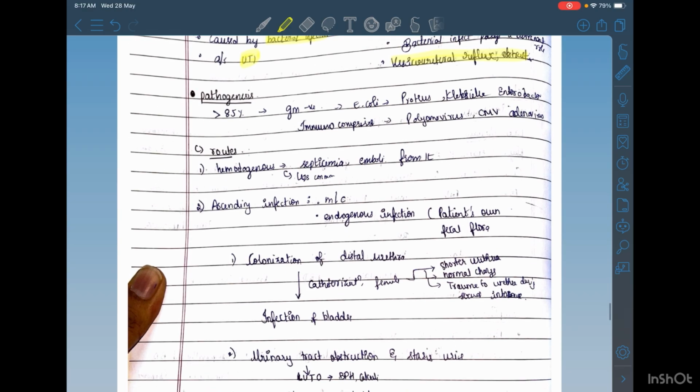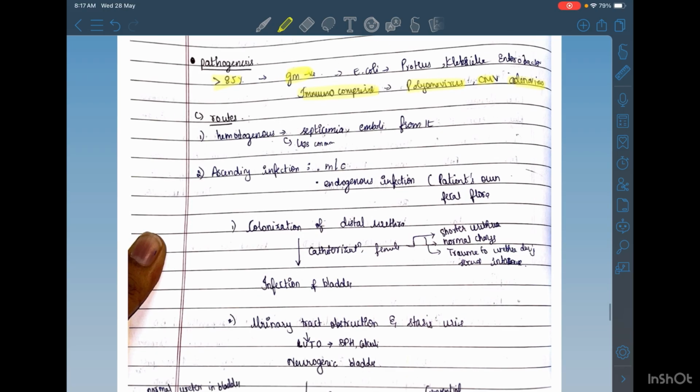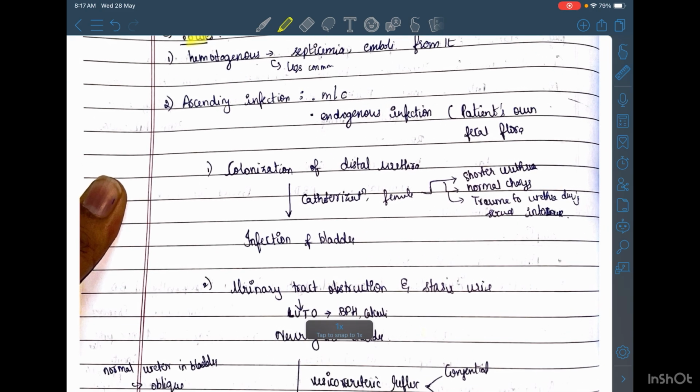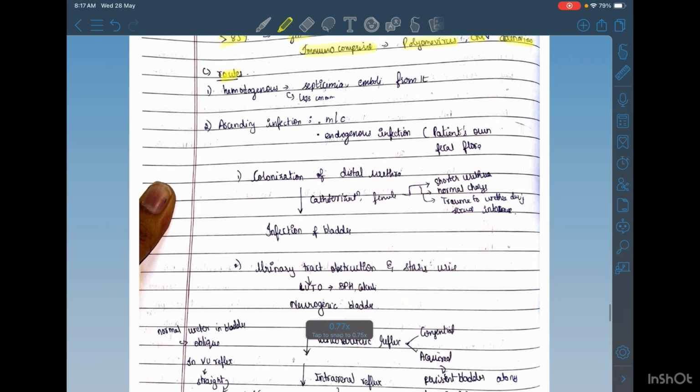Coming to the pathogenesis, more than 85% of pyelonephritis is caused by gram negative organisms like E. coli, Proteus, Klebsiella, Enterobacter. In the immunocompromised, polyomavirus, cytomegalovirus, and adenovirus also cause it. Coming to the route, there are two routes, ascending route and descending route.